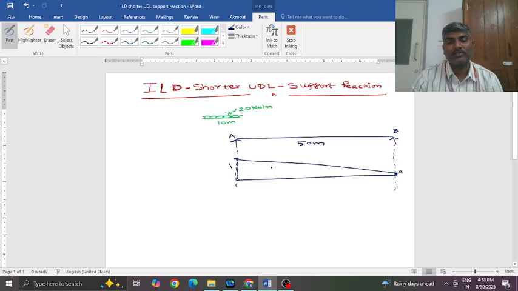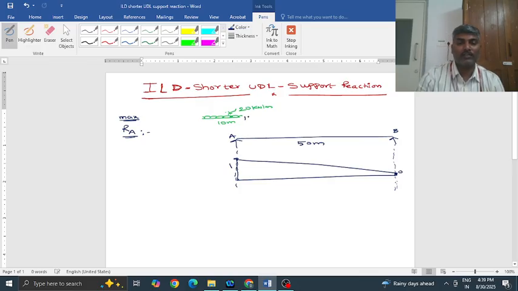So this we have discussed in earlier video lectures, so please go through them on how to plot ILD for support reaction. Once you have plotted it, how do you place this UDL to get maximum reaction at A? This is my interest. I need maximum support reaction at A. So how do you place this UDL?